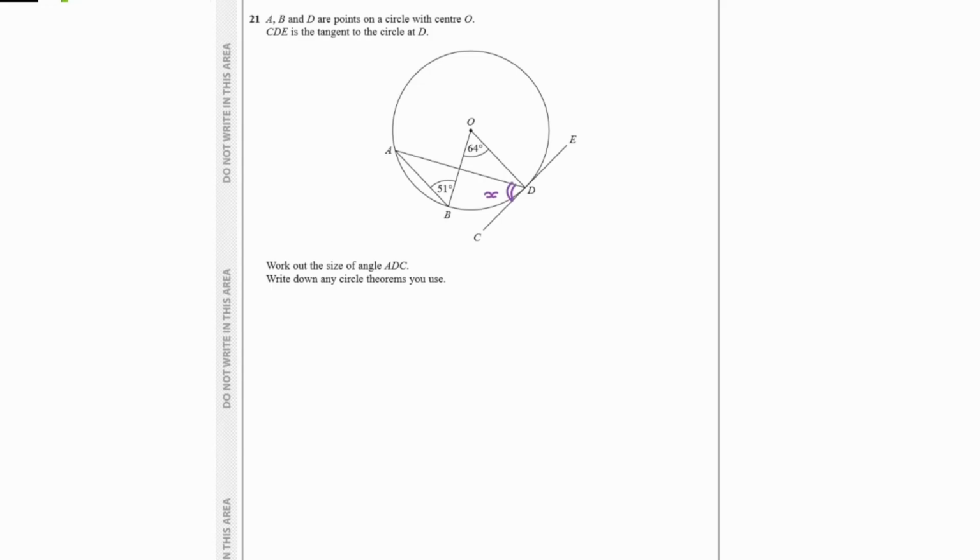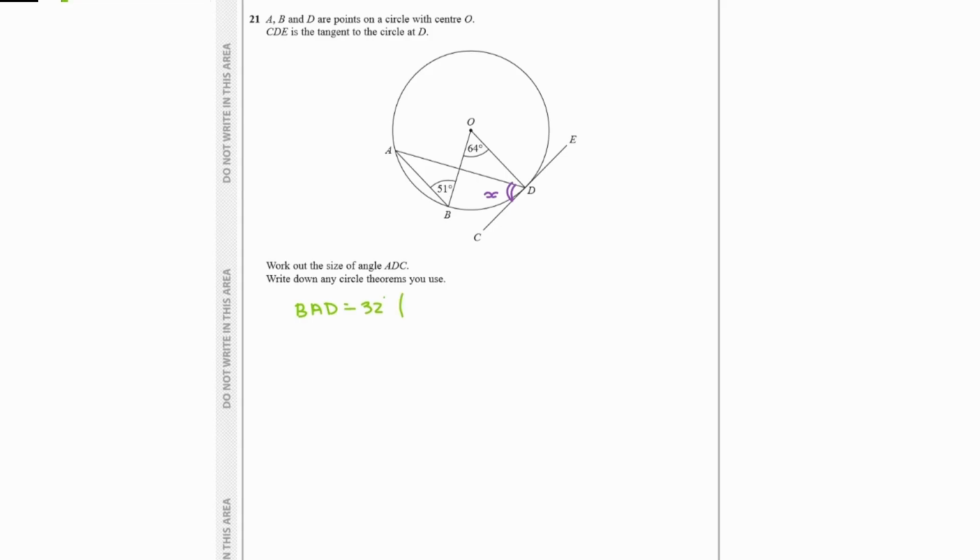And the first circle theorem that we can see is that angle BOD is an angle at the center, and angle BAD is an angle at the circumference, which means that angle BAD is going to be half of 64, which is 32 degrees.